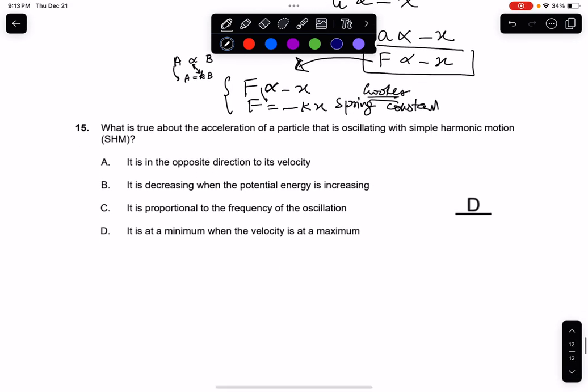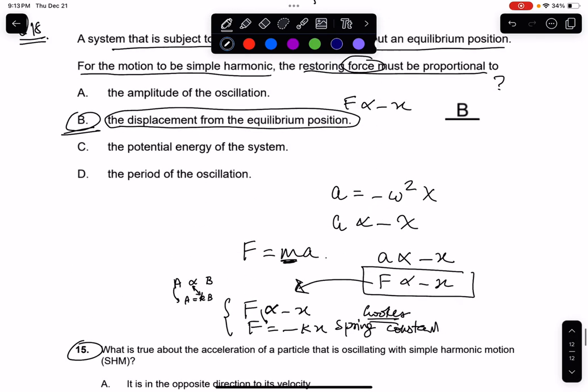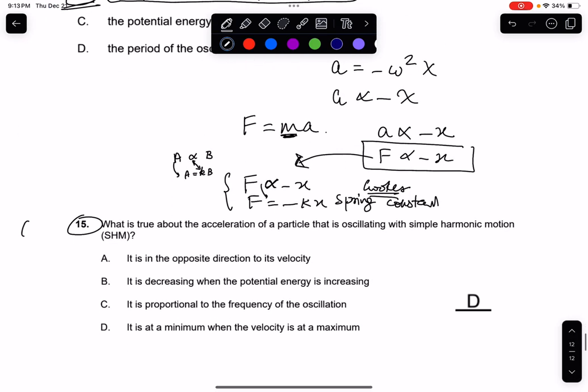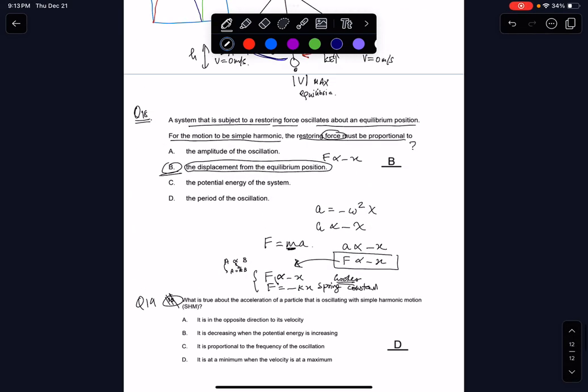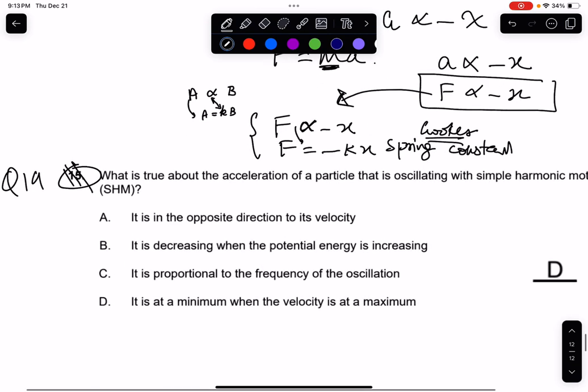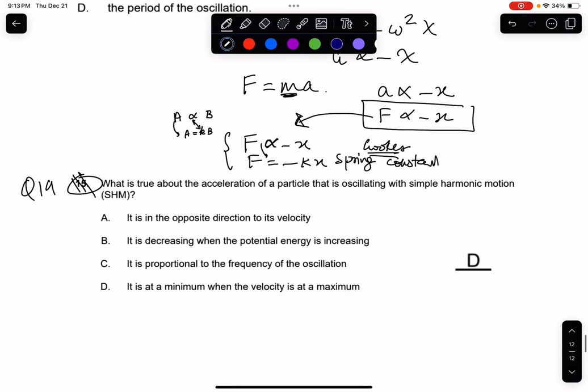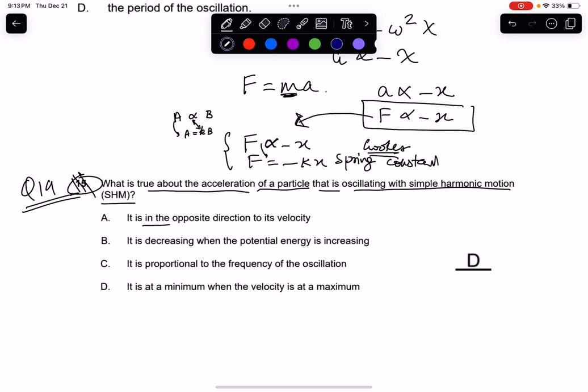Now we can move forward and we can look at question 15. This is question 19. That one is just from the past paper. So we can look at question 19. Okay. Now in this case, this is the 19th question for simple harmonic motion. So now, what is true about the acceleration of a particle that is oscillating with simple harmonic motion? So first, the acceleration is in the opposite direction to the velocity.